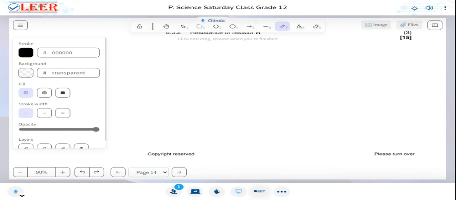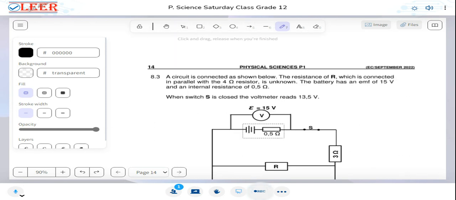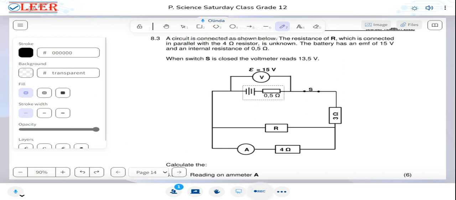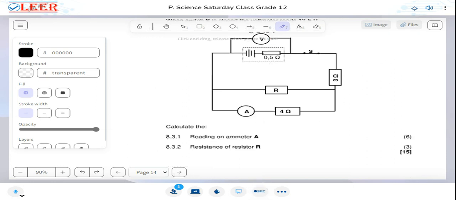Okay. Next question says, a circuit is connected as shown below. The resistance of R, which is connected in parallel with the 4 ohm resistor, is unknown. So we have this resistance connected in parallel with the 4 ohm, and it's unknown. The battery has an emf of 15 volts and an internal resistance of 0.5 ohms. When switch S is closed, the voltmeter reading is 13.5 volts. Okay, so calculate the reading on ammeter A, and then calculate the resistance of R.